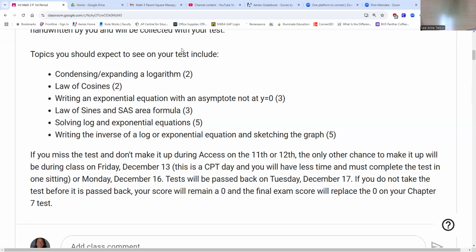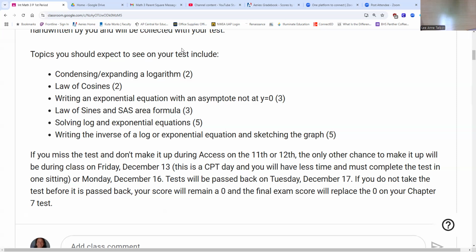Okay, now let's read this. If you miss the test, like if you're sick next week and don't make it up during access, the only other chance to make it up would be during class on Friday, December 13th, which I don't highly suggest. If you're a speedy test taker, that's CPT day and you'll have less time and must complete the test in one sitting. Or you could take it Monday, December 16th during class. We will pass the test back on the 17th so that you have it to study for the final. If you do not take the test before it's passed back, your score will be a 0.